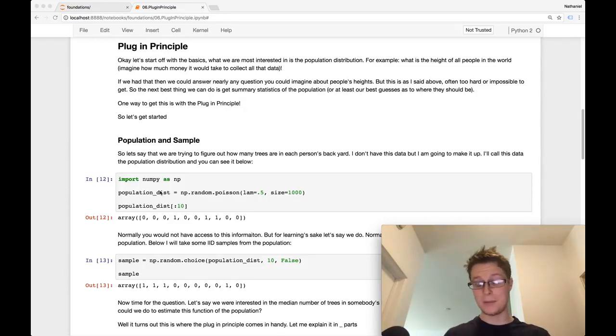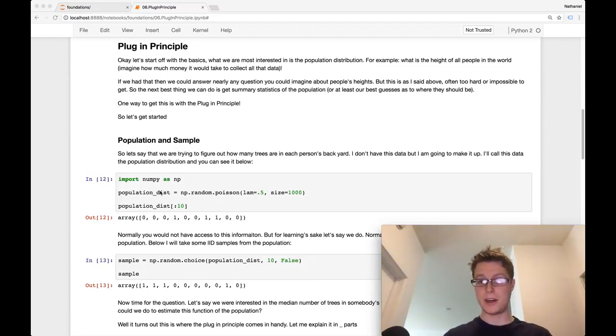It would cost a ton of money. It would probably take years to actually get all this information. But you could get it. You could eventually get it. And you could know exactly what the average height of people in the world is. Okay? But generally, you can't.